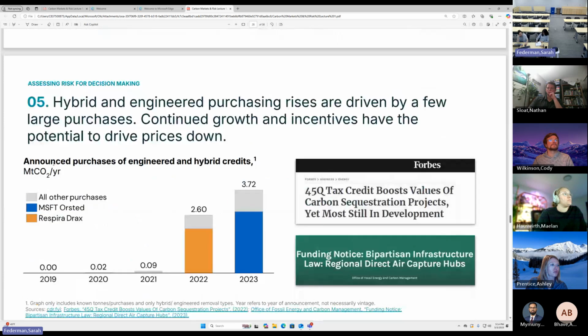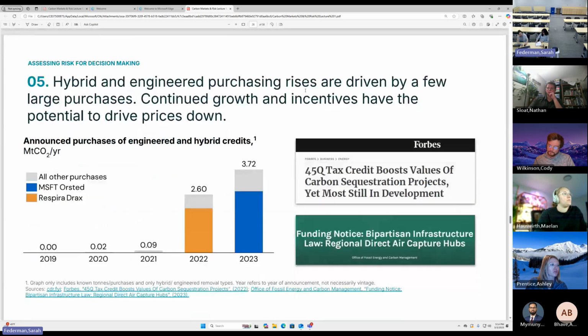And this is just kind of reiterating what I was saying. So the other thing to think about for hybrid and engineered is that these are expensive. So while we're seeing large purchases on the market, they're driven by very few buyers, which is good for those buyers, but risky for those developers.